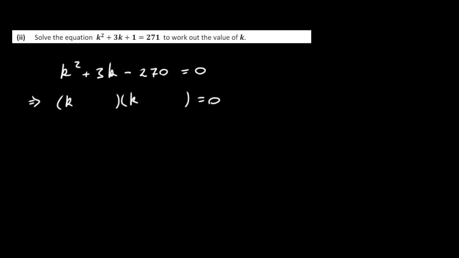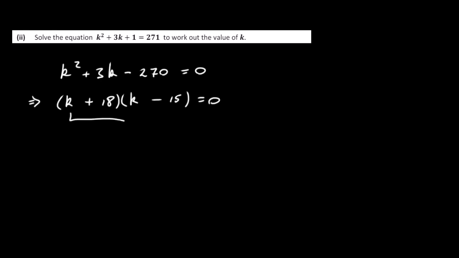It's going to be 18 times 15 will give me 270, and the difference between 18 and 15 is 3. So this is going to work. Now I need to multiply 18 by 15 to give me a minus, so I need plus times minus. I need the signs to be different. Now because this is a plus, the bigger one has to be plus. This is the bigger one here, 18k. So I'm going to put the plus there, the minus here.